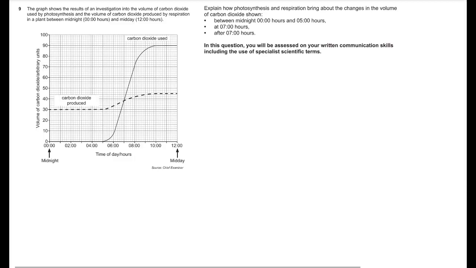Now the last question then. So the graph shows the results of an investigation into the volume of carbon dioxide used by photosynthesis and the volume of carbon dioxide produced by respiration in a plant between midnight and midday. Now this was a big 6-mark question. Explain how photosynthesis and respiration bring about the changes in the volume of carbon dioxide shown. Now we'll split this into A, B and C. Between midnight and 5 o'clock, so between here and here. Then at 7 o'clock, which is at this point, and then after 7 o'clock, which is all of this section.